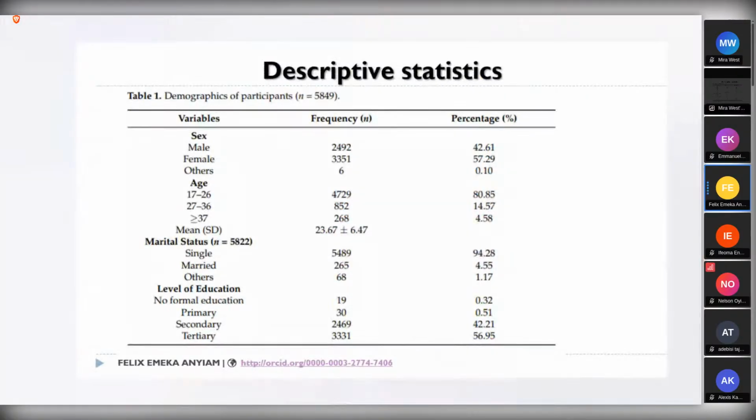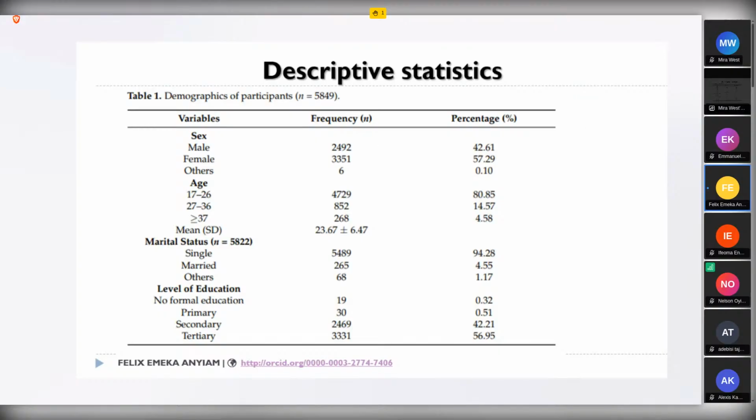So this is another example of descriptive statistics. I got this table 1 from one of my published work. So as you can see, it is descriptive. You describe males, were this number, this is the percentage. Females were this number, this is the percentage. The range between 17 to 26, this is the number they were, this is the percentage. The marital status, singles, there were 5,489 participants that were singles, giving us a percentage of 94.28%. That is it. You just describe the data and you move on.